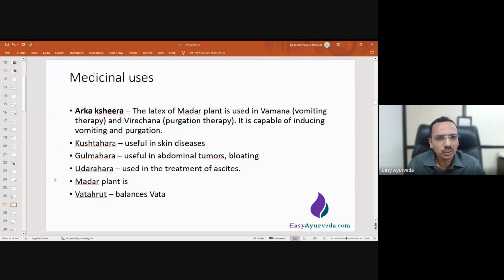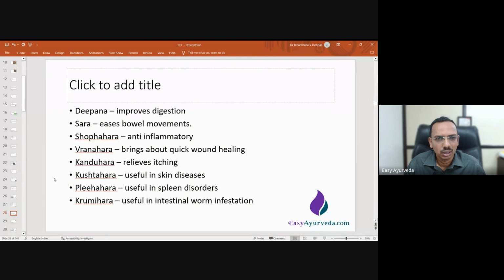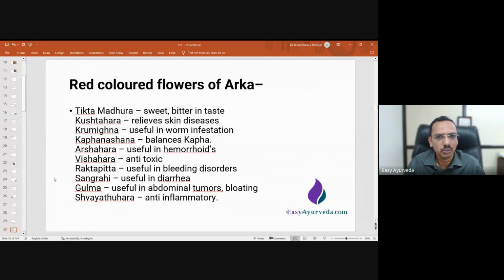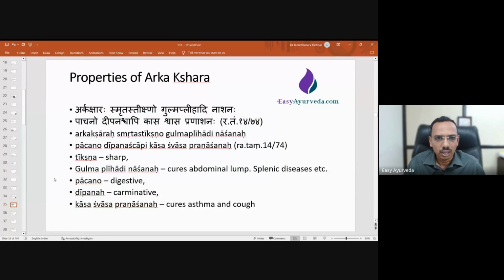And then it is used in Kushta, Gulma, Udara, and is Deepana, Shothahara, etc. The flower is also mentioned for many different actions. And Kshara, we already covered: Tikshna, and for Gulma, Pleeha, and Pachana, Deepana.